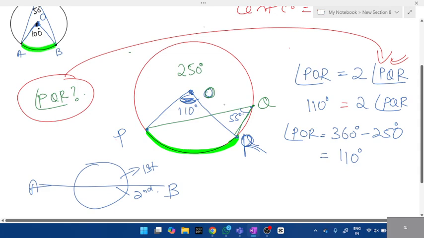Is it clear? All of you understood the first theorem? Shall we move on to the next one? Second theorem.